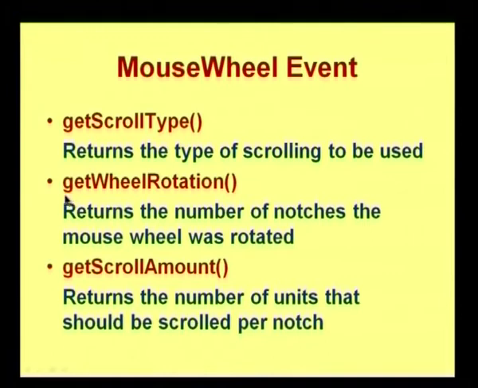Here you also have get wheel rotation, which returns the number of notches the mouse wheel was rotated. How many times your mouse wheel was rotated, you can get from this method. And get scroll amount returns the number of units that should be scrolled per notch. Already we have seen in the scroll bar that there is a number of units to be moved whenever I move that scroll bar. Similarly here, whenever I move my mouse wheel, how many units have to be moved for one particular scroll, and how many notches have been moved. All this information you can get from these methods.